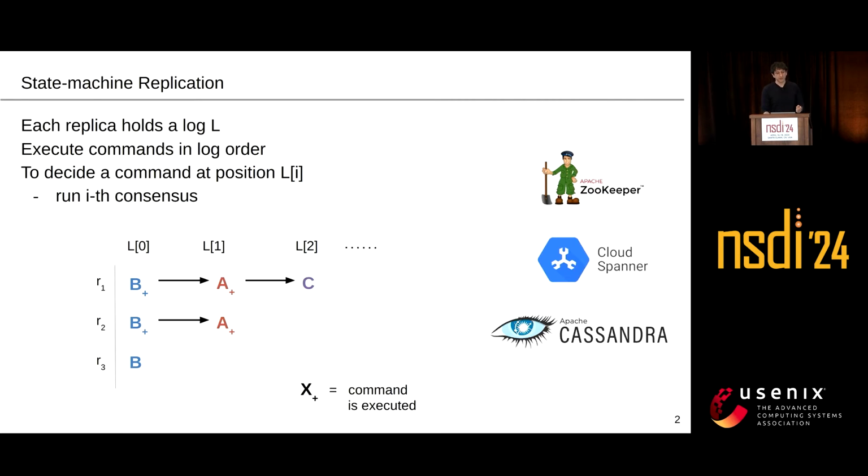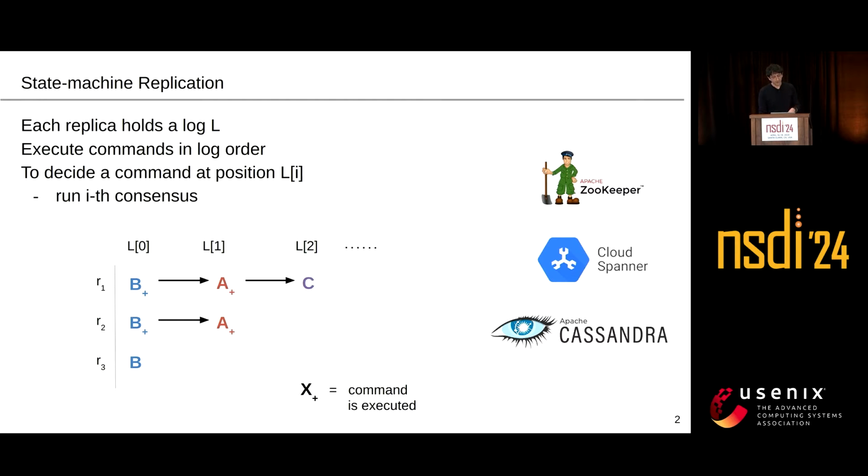So the gold standard to ensure this kind of properties is to use state machine replication. State machine replication uses a log at each of the replicas, and commands that are accessing the data are executed in the log order. To ensure that, state machine replication is executing a consensus instance. This instance is deciding the position of the next entry in the log.